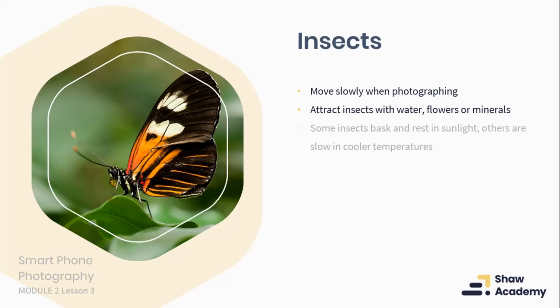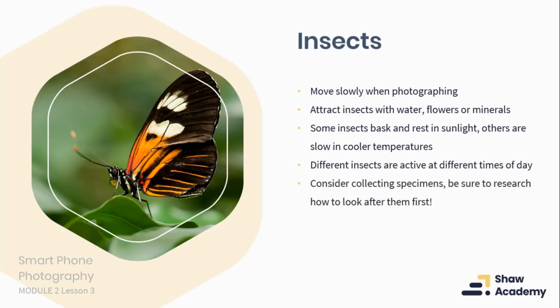You can attract them with flowers as well. Some insects will bask and rest in sunlight. So in very intense sunlight, midday sun, they might just take it easy and recharge their batteries and wait for it to be a little bit cooler. Some other insects will also move slower when it's cooler. So you might find that in the evening or in the morning they're moving a little bit slower, making it easier for you to photograph them. Different insects, of course, like wildlife, are active at different times of the day. So again, you want to do your research.